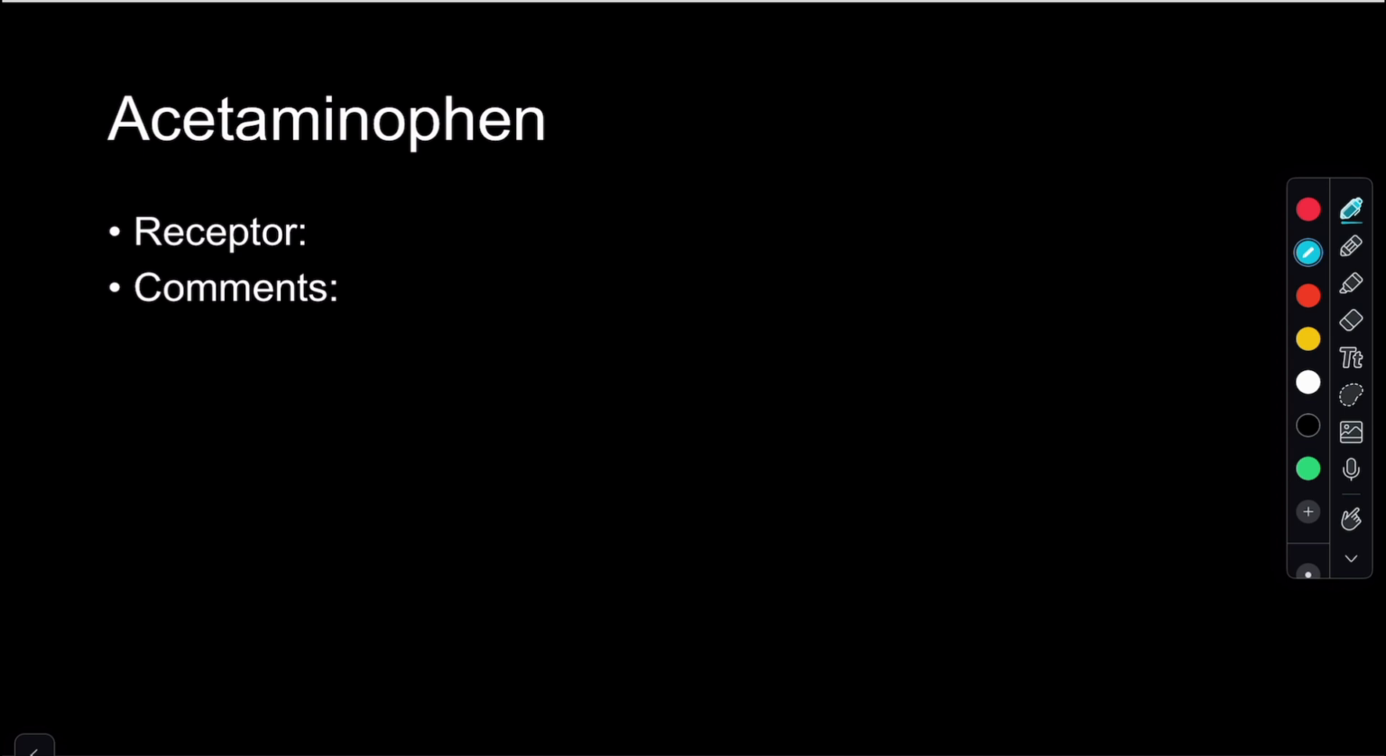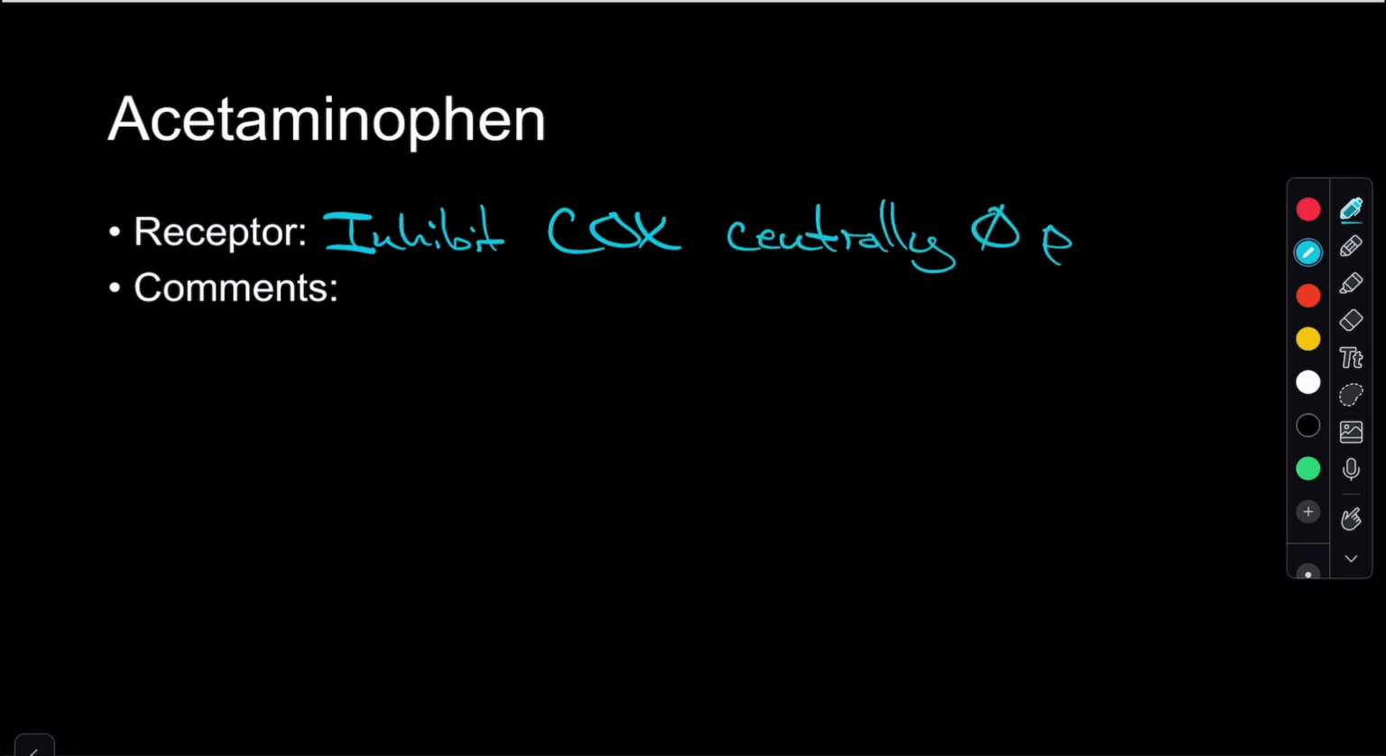Our next medication to discuss is acetaminophen. So the mechanism of action of acetaminophen is actually unclear, despite how common it is. It's thought to inhibit cyclooxygenase centrally, but not peripherally. So that's why you don't see the same anti-fever effects that NSAIDs cause, because it doesn't inhibit cyclooxygenase peripherally. However, this is still pretty unclear.